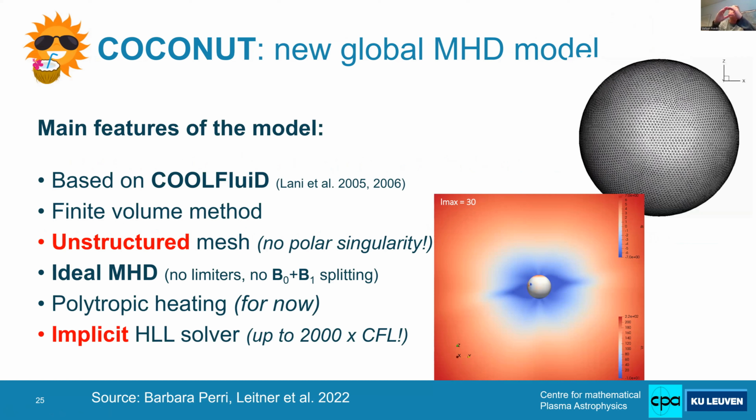So one of the problems in modeling of the corona is the singularity you have in a spherical grid at the poles. And yeah, there are different solutions to that, but the good solution is, of course, to have an unstructured grid, because then you do not have any singularity. We use ideal MHD. We don't need limiters. We have no B0 plus B1 splitting necessary.